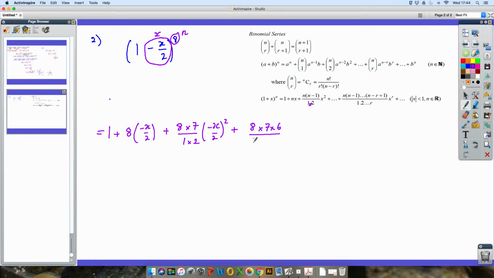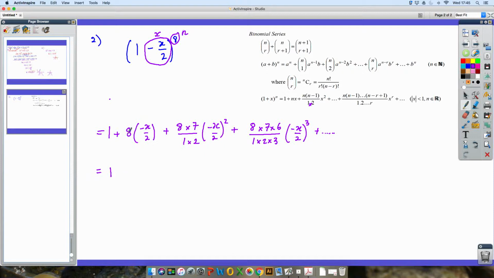And then this one will be 1 times 2 times 3 times that term cubed. And you could do the rest. You do not need to. It's just find the first 4 terms. Then you've got to simplify this.